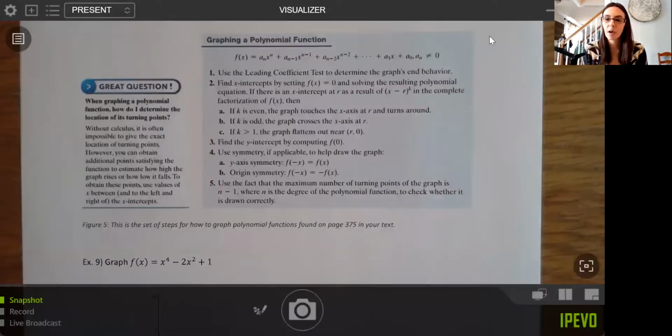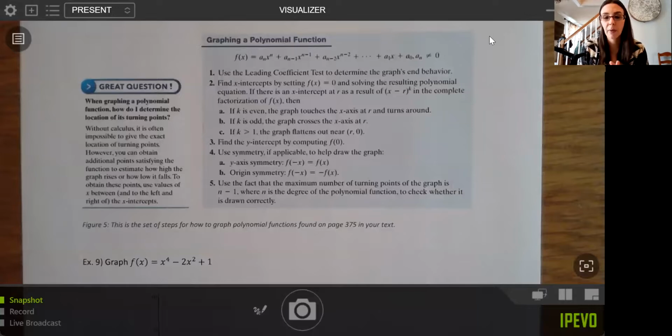All right, so let's kind of put this all together. Let's talk about how we can use all these things we've learned about to help us graph polynomial functions. And again, we're assuming we're doing most of this by hand and not using a graphing utility like Desmos or a TI-83 or 84 series, something like that. So the first thing you probably want to do is use the leading coefficient test to determine the graph's end behavior.